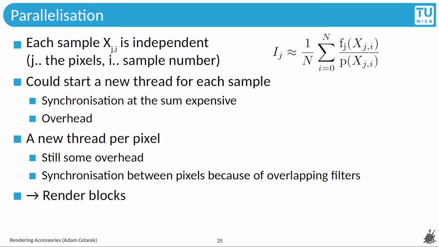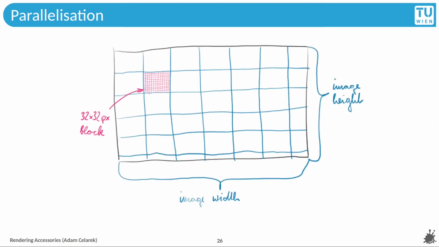Certainly not for CPUs. We could start a new thread per pixel, more like GPU style. For the CPU, that is still too much overhead. Plus, we would actually need synchronization because of overlapping pixel filters, but that is doable. So for CPUs, we use blocks of pixels. Such blocks can have a size of, for instance, 32 times 32 pixels.